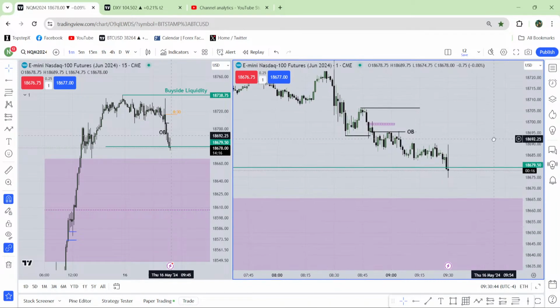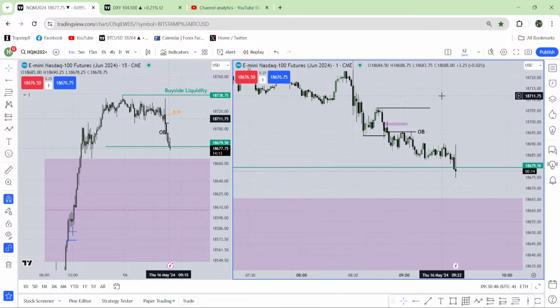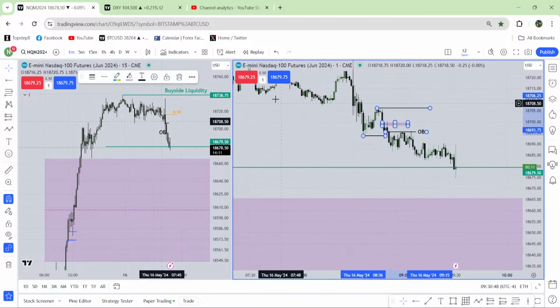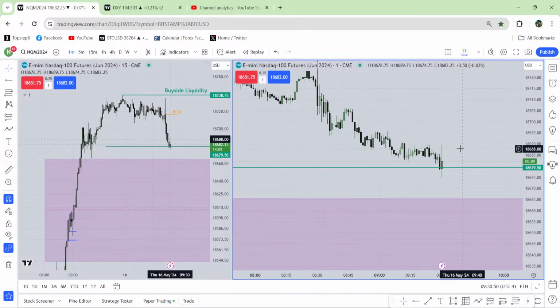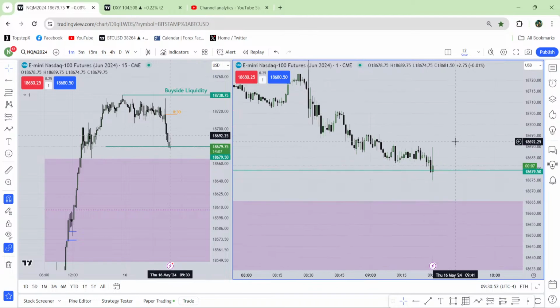Let's see how it will work today. I'm going to remove all of this from my chart. I will wait. So, 9:30 open. Does anybody know if we have any news around 10 or not? Because I didn't check it.